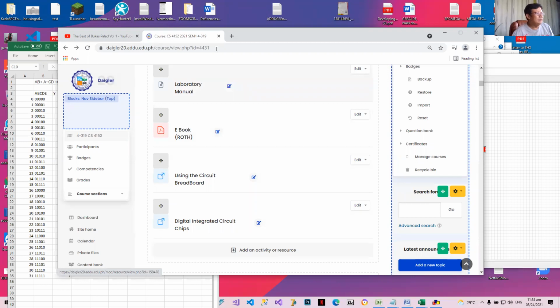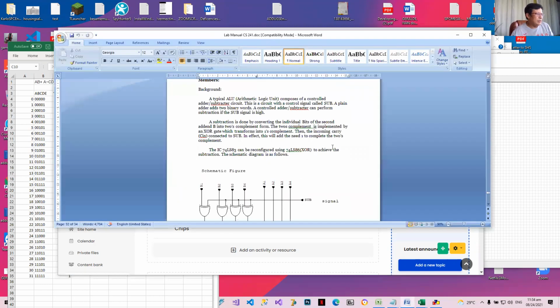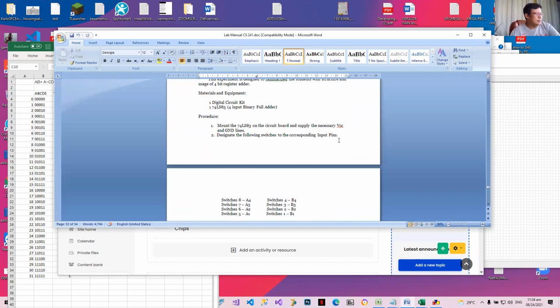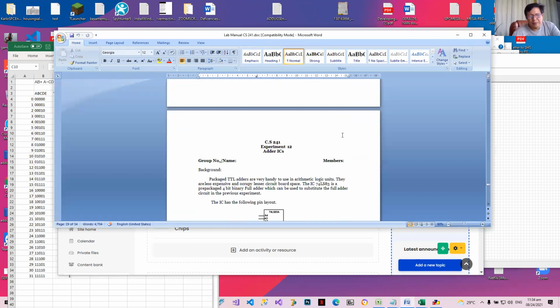Okay, everyone. This is a Word document. Okay, let's look at the document. So this is the set of experiments that we will do. There are experiments that are difficult to do because there are no circuits in Cedar Logic. However, we can build them from scratch.